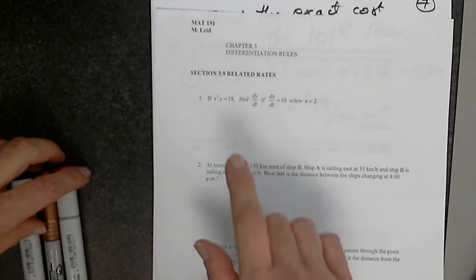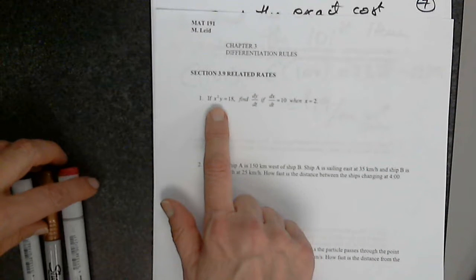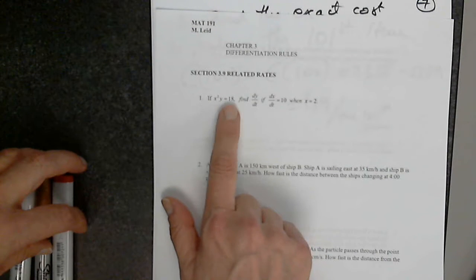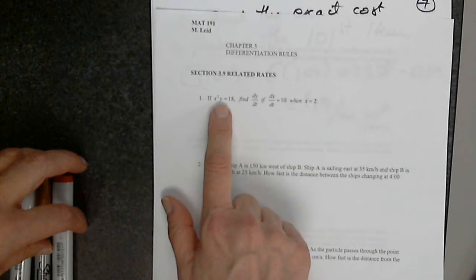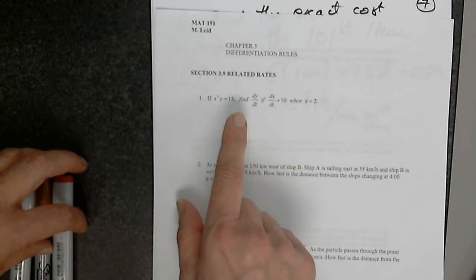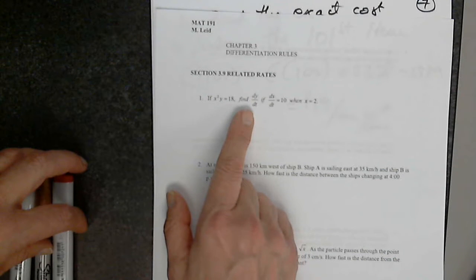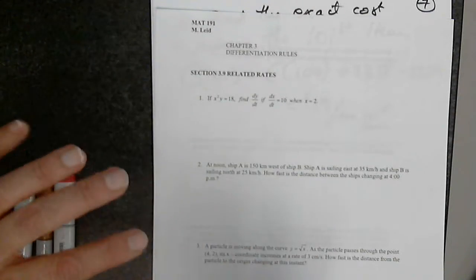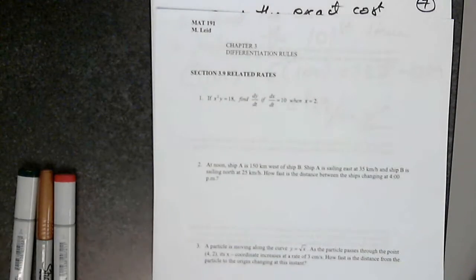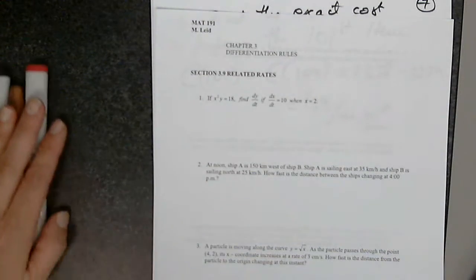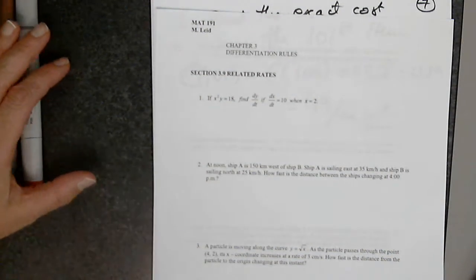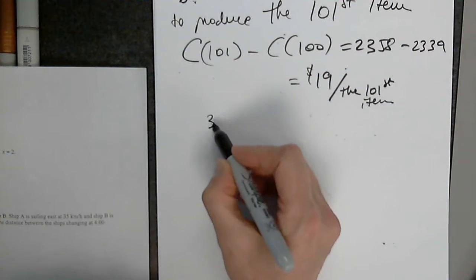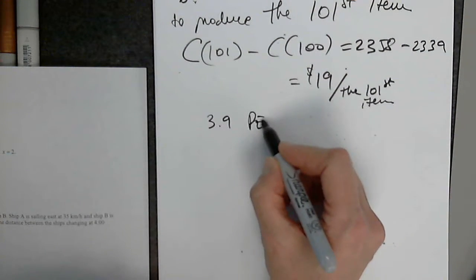So we are given the following equation. Let's start with that. Simple. We are given the following equation: x squared y equals 18. Here we're asked to find dy over dt if dx over dt is 10. I want to start with an example that does not require a lot of thinking, just a simple plain example. So this is 3.9, related rates.